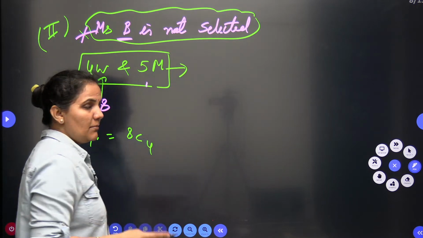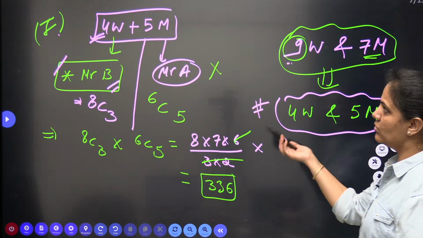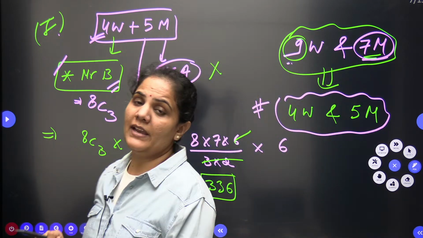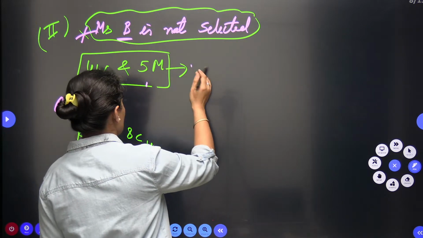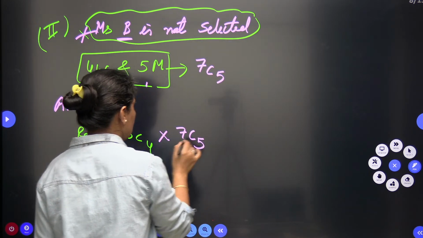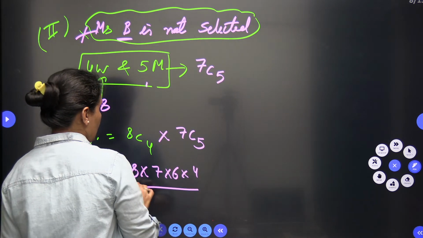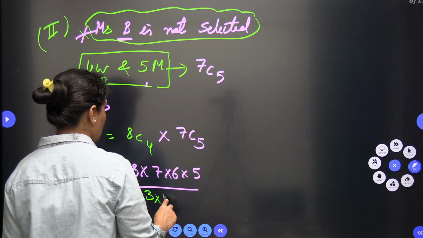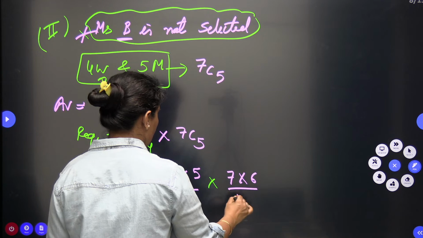And when we are talking about the men, as Mr. A is already there, there is no need for the selection. So now the available men for the selection are 7. Out of these 7 we need to select 5. So it will be 7C5. So 8C4 multiplied by 7C5. When you solve 8 into 7 into 6 into 5 by 4, 3, 2 and 1, and here 7C5 is 7C2, so 7 into 6 by 2.